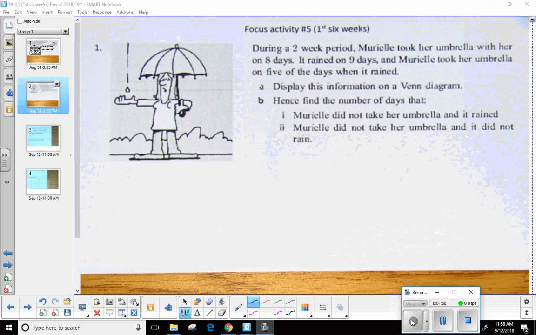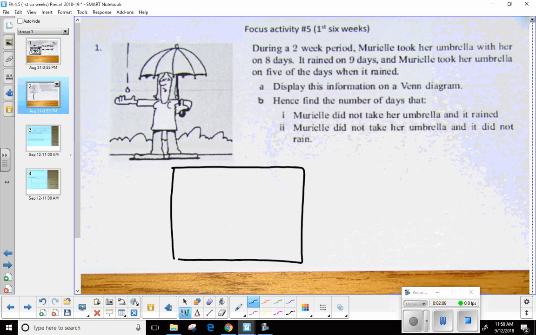So here's my focus activity. During a 2-week period, Muriel took her umbrella with her on 8 days. It rained on 9 days, and Muriel took her umbrella on 5 of the days when it rained. Display this information on a Venn diagram. Okay.